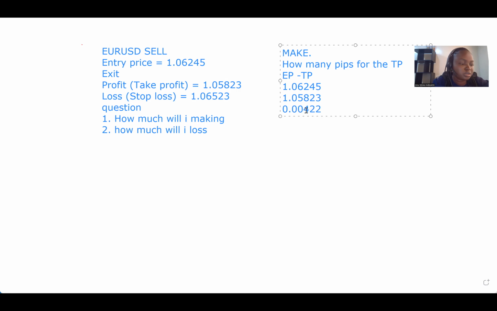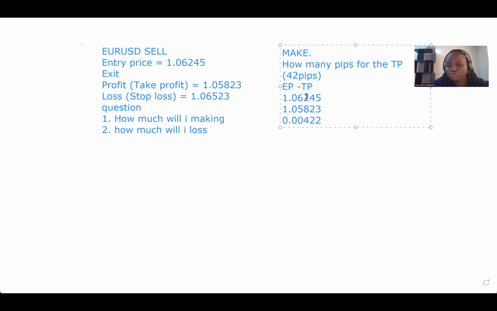That's 0 minus 0. Now, remember, when you try to know how many pips, I always say exclude the pipette, which is this. We don't need the value of this. So your pips is 42 pips for the take profit. So that's for the take profit, how much you'll be making.